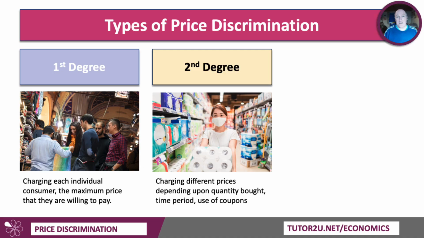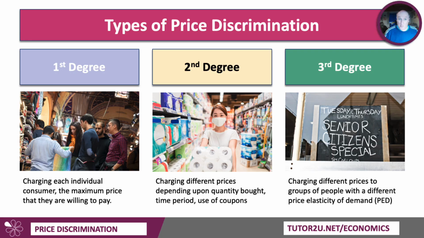Second degree is where you get differential pricing based on, for example, the quantity bought, or the time period, or the use of coupons. So bulk buying from a wholesaler is a way of achieving a second degree price discrimination. And if you bulk buy your loo roll or your kitchen roll, or your Pampers, whatever, if you bulk buy, you're going to get a lower price per unit than if you buy individually.